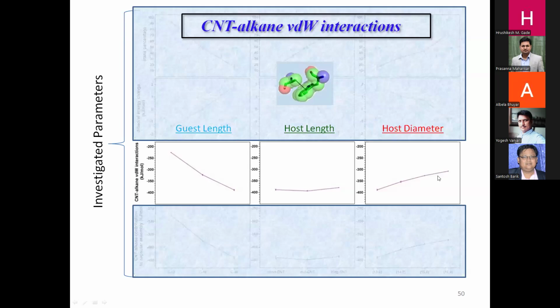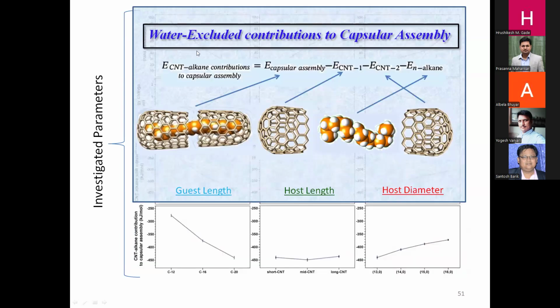And again, as you increase the host diameter, more and more guest can coil around it, and then you can have the host diameter impact on the resulting interactions. And the final analysis was the water excluded contribution to the capsular assembly. First thing that is happening, alkane holding the structure. Second thing, your CNT also holding another CNT. So your net capsular assembly results from three different contributions, like the CNT interaction and the alkane interaction. So that's the entire interaction that we tried to correlate, and it was almost similar to the CNT alkane interactions.